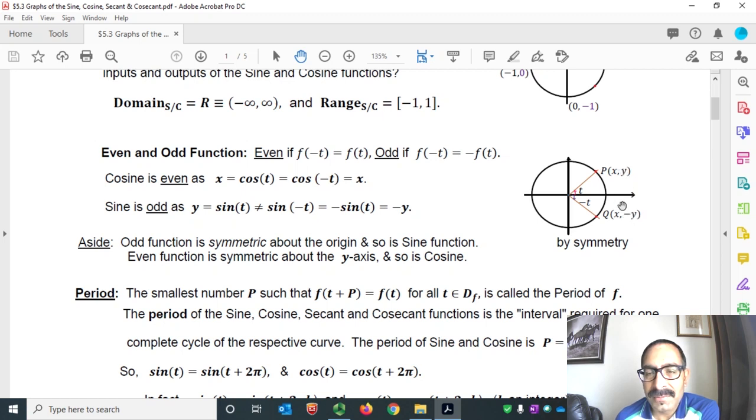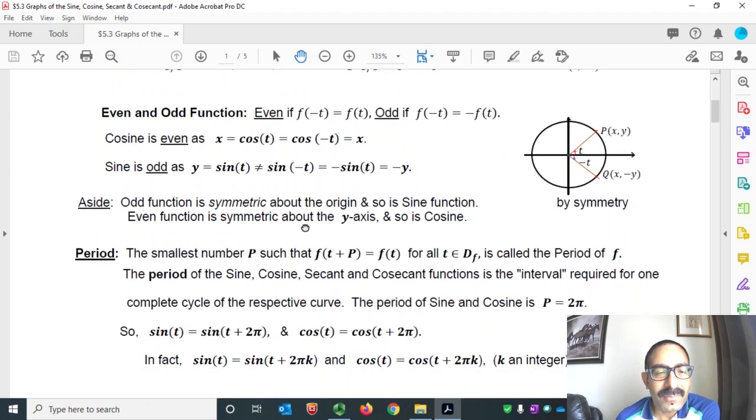So that means x is cosine t, y is sine t. So the cosine t remains as it is. Only the sine t changes. So sine t is an odd function and cosine t is an even function. Great. So that's what I wrote here.